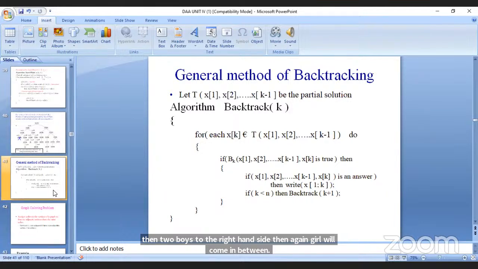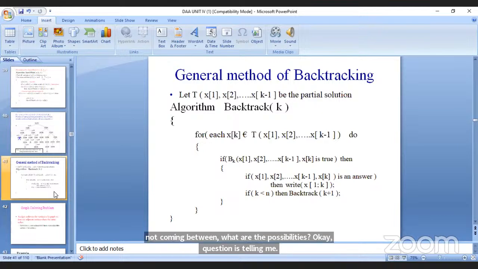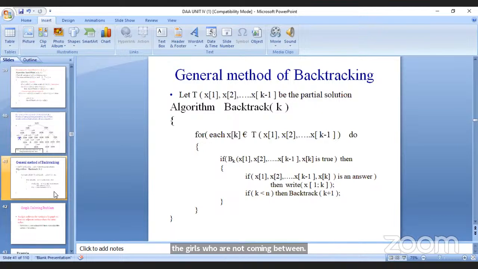If I say that the girl should not come in between, what are the possibilities? Okay, question is done. The girl should not come in between. That will become one solution. If 2 boys should not sit together and a girl between those two. So like that, you're going to get different problems, right?